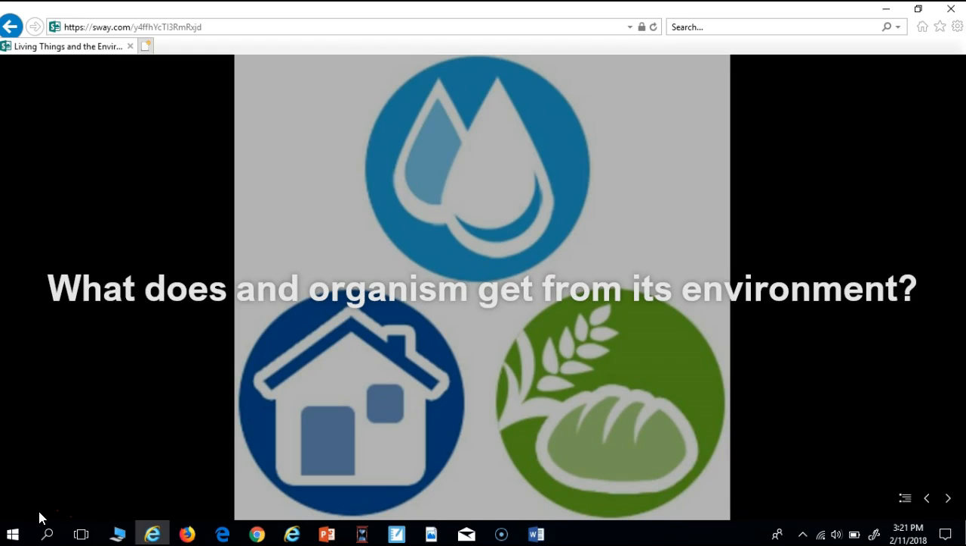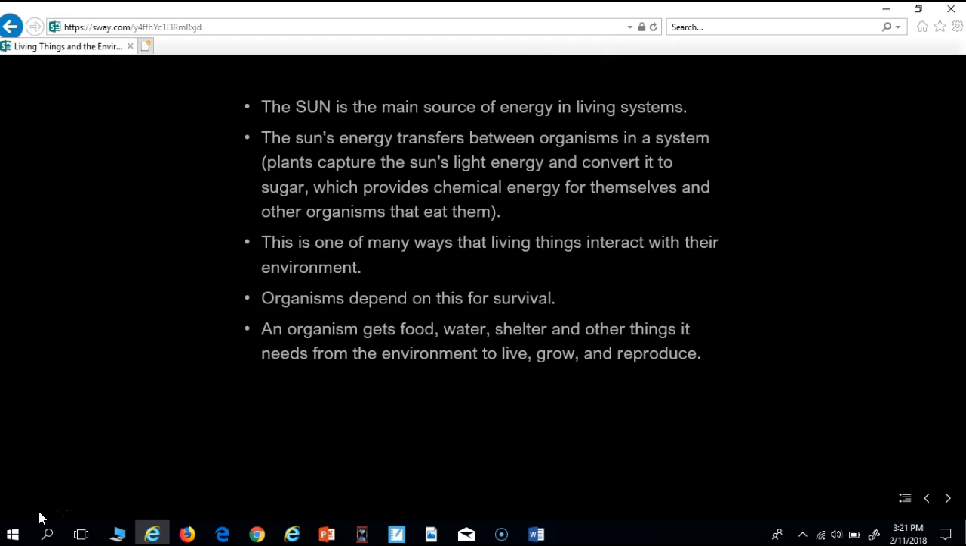But what does an organism get from its environment? Well, the sun is the main source of energy in living systems, and the sun's energy transfers between organisms in a system. For example, plants capture the sun's light energy and convert it to sugar through the process of photosynthesis, which provides chemical energy for themselves and the other organisms that eat them. This is one of the many ways that living things interact with their environment. Organisms depend on this for survival.